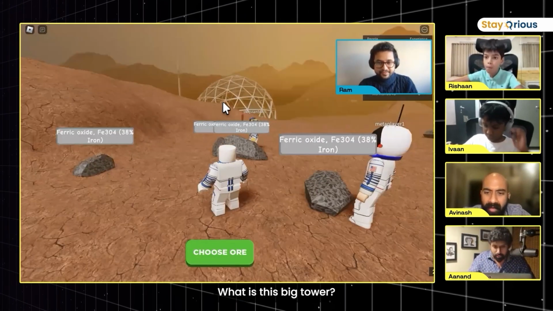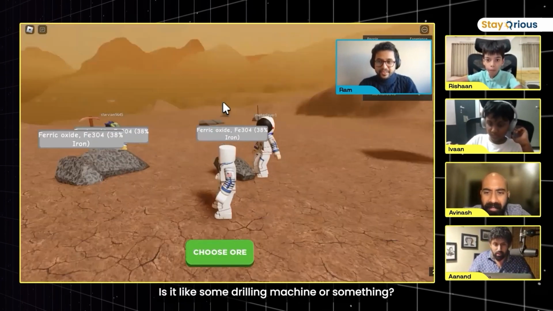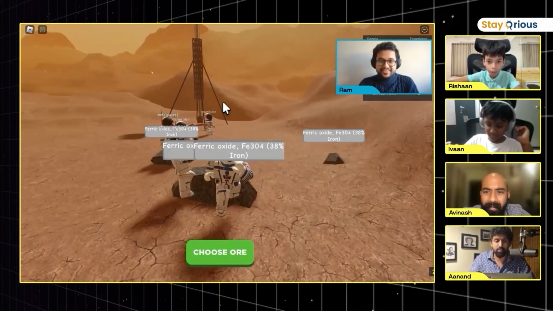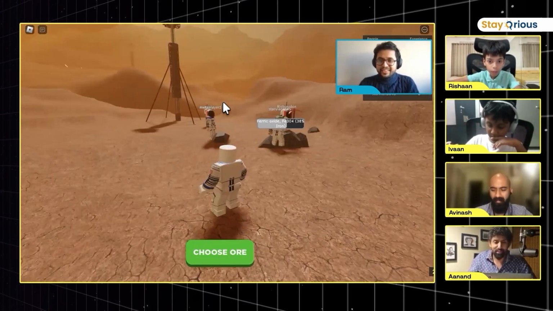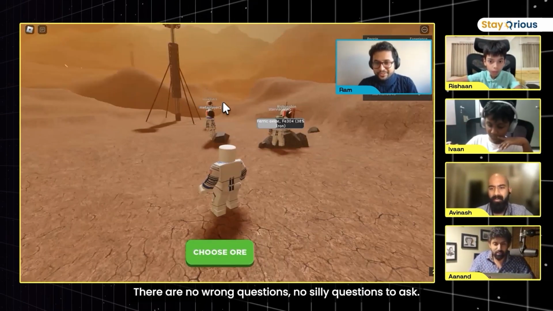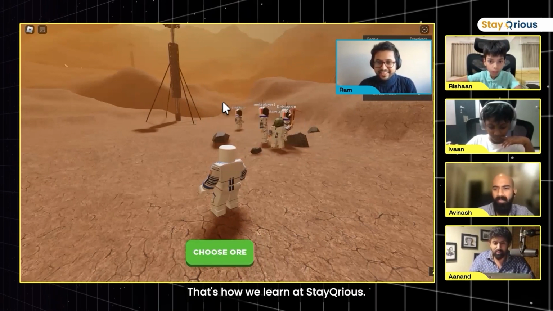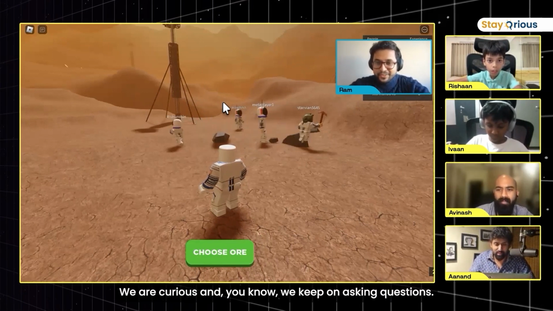Okay, so it's time to get. What is this big tower over here? Is it like some drilling machine or something like that? Yes, it's a drilling machine. Yes, kind of. There are no wrong questions, no silly questions to ask. So feel free. That's how we learn at StayQrious. We are curious and we keep on asking questions.